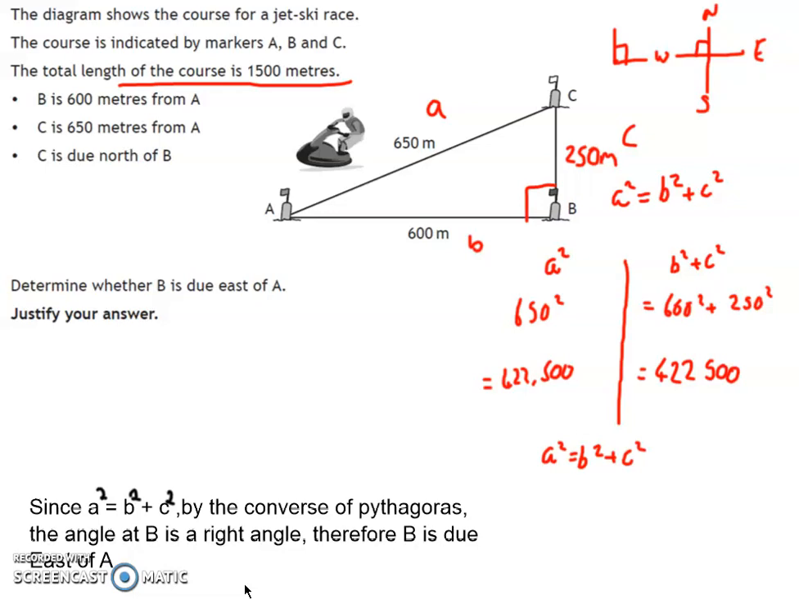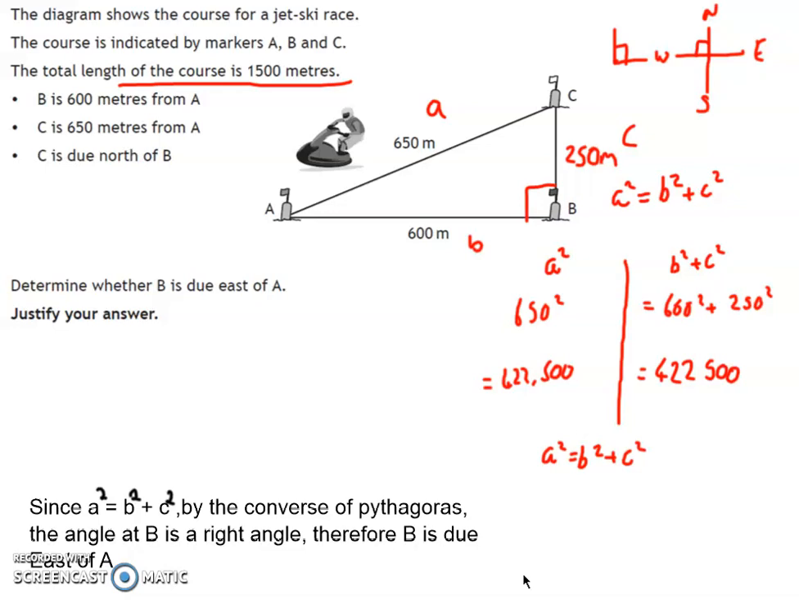Had this not been the case, we'd have said since A squared does not equal B squared plus C squared, by the converse of Pythagoras, the angle at B is not a right angle, therefore B is not due east of A. We'd have to flip it on its head. We have to make that communication clear right at the end. We have to include those parts of the statement.